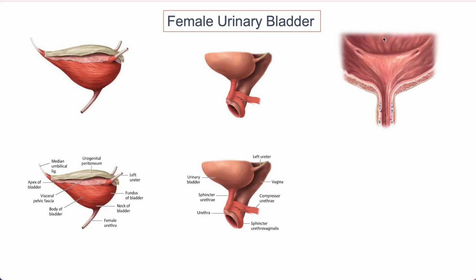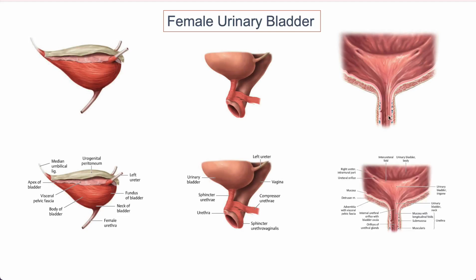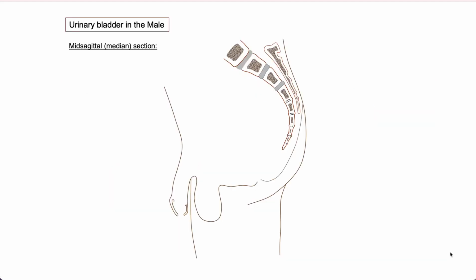Now we are looking at the inside. Inside is the same. They have the same ureteric orifices. They have the same trigone. They have the bladder neck and the urethra, but their urethra is short. Okay, so now let's take a look at how these structures are organized in the pelvic cavity of a male and a female. So I'll be starting with the male option.